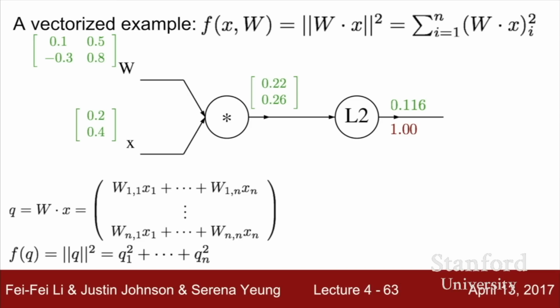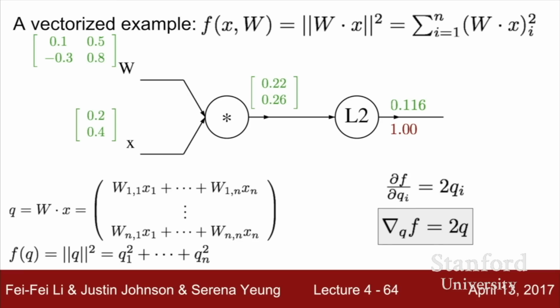Okay, so now let's do backprop through this. Again, this is always the first step. The gradient with respect to our output is just 1. Okay, so now let's move back one node. Now we want to find the gradient with respect to q, our intermediate variable before the L2.